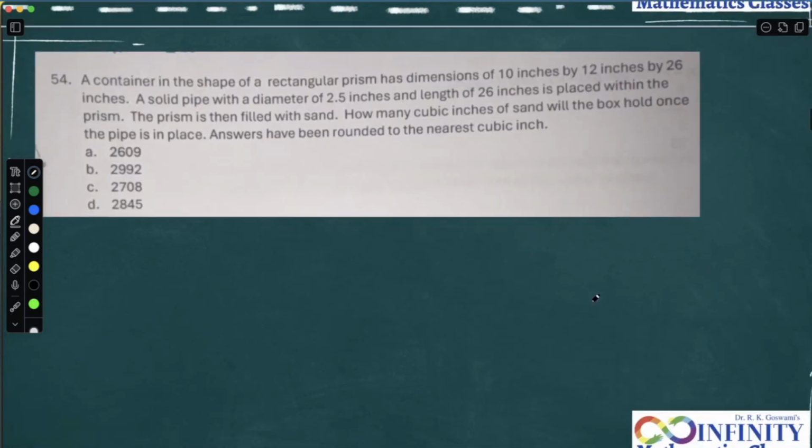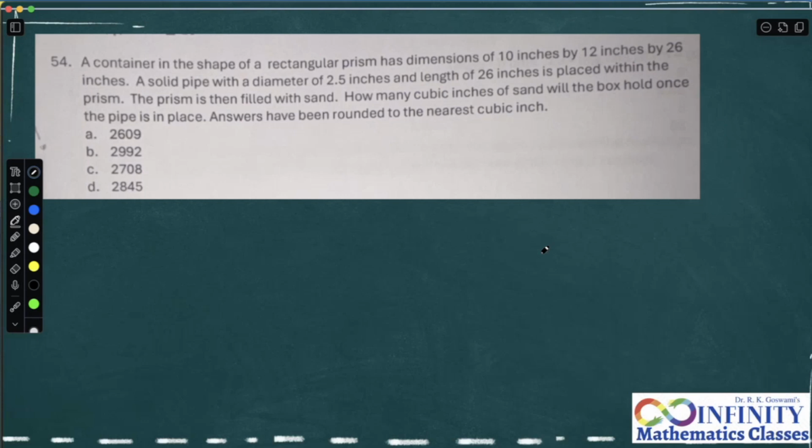A container in the shape of a rectangular prism has dimensions 10 inches by 12 inches. Maybe this question is related to geometry, right? A solid pipe with a diameter of 2.5 inches and length of 26 inches is placed within the prism. The prism is filled with sand. How many cubic inches of sand will the box hold once the pipe is in place? Answer to be rounded off to the nearest cubic inch.